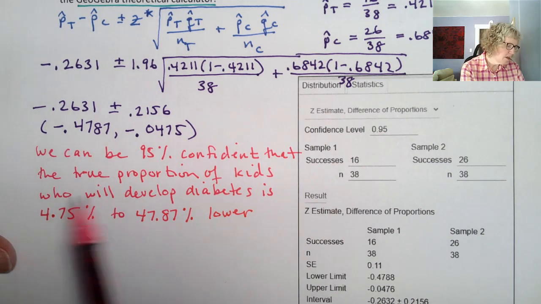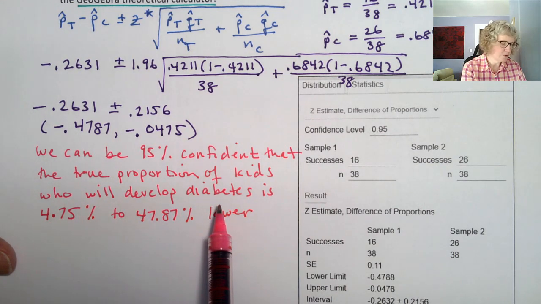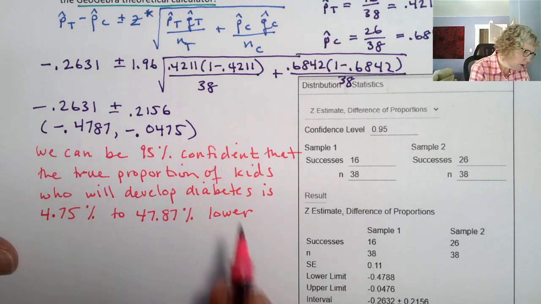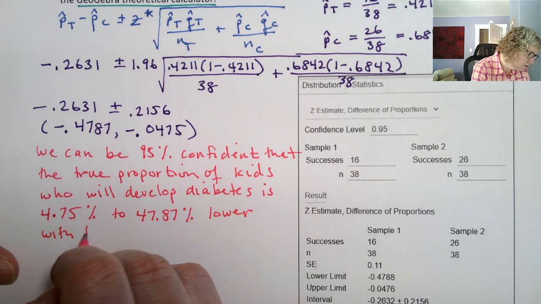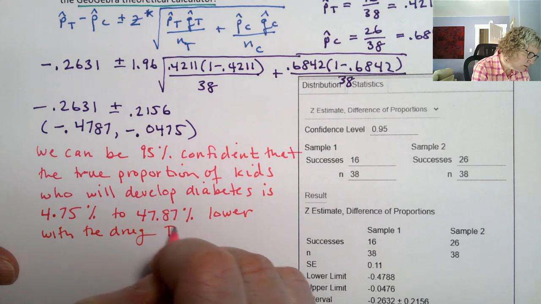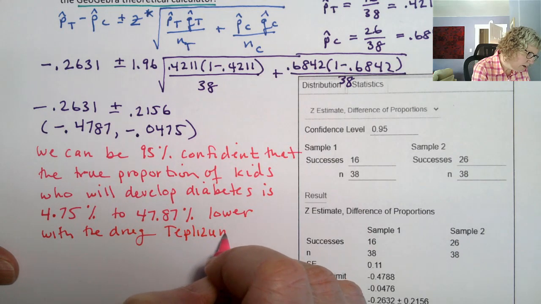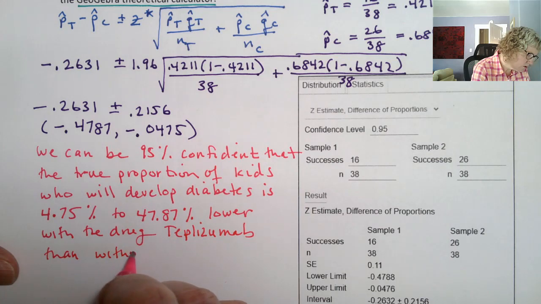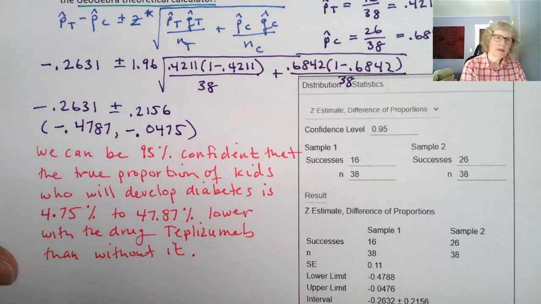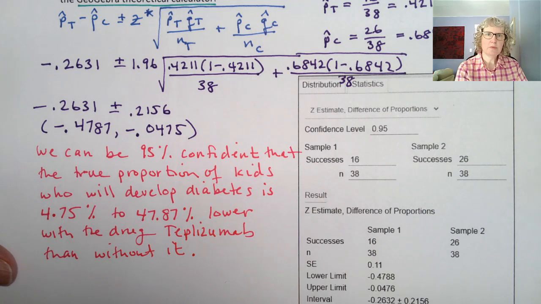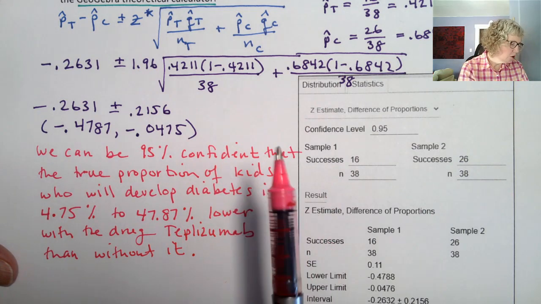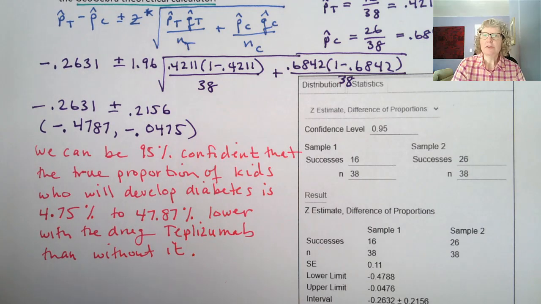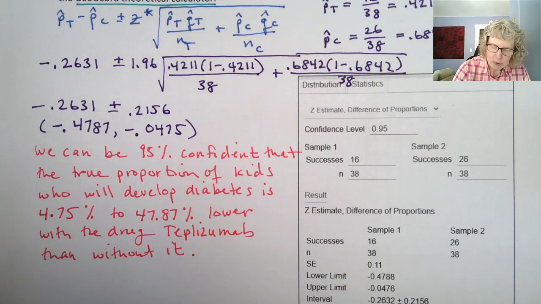I'm going to be 95% confident that the true proportion of kids who will develop diabetes or type 1 diabetes is 4.75 to 47.87% lower with the drug teplizumab than without it. Okay, so this time by putting the treatment first, then we're putting that one first and it's lower. Okay, interesting, huh? So same result, just doing it in the other order.